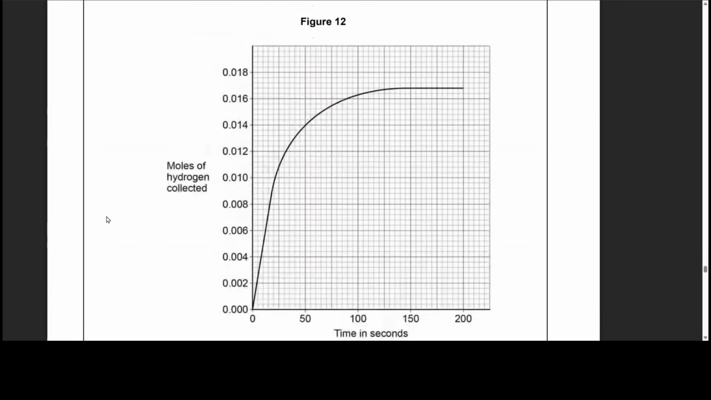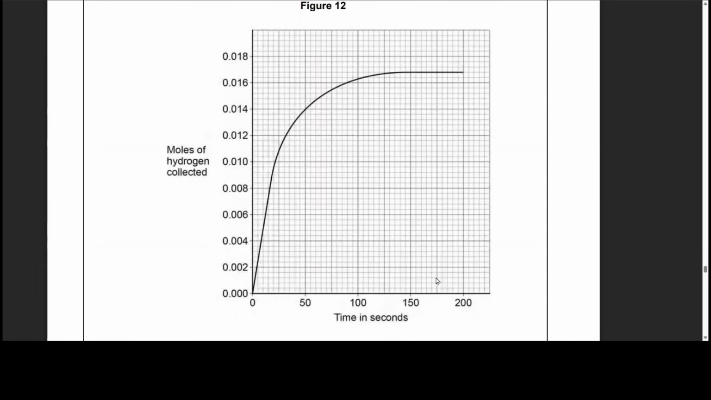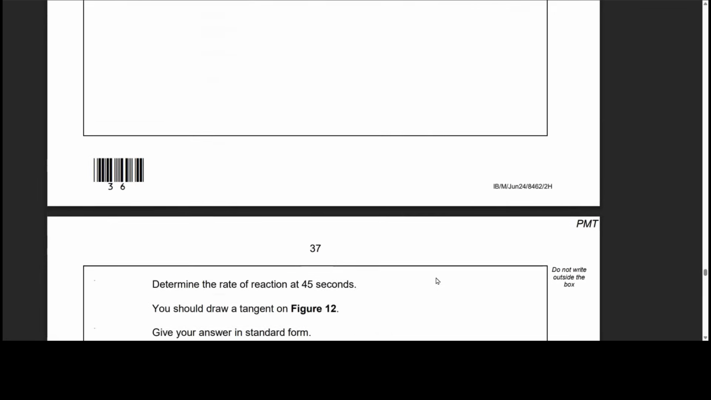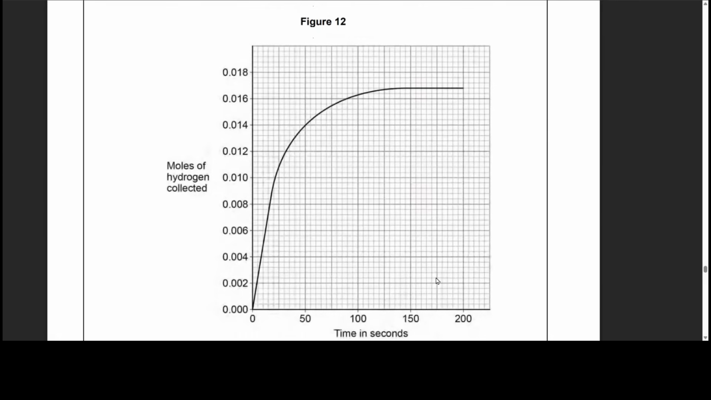Beautiful. We have a chart of moles. Determine the rate of reaction at 45 seconds. You should draw a tangent, 5 marks, standard form. Oh, my tangenius. Right, what we're going to do here is, oh my days, it would help if I read the question for 2 seconds. I'm going to do it up there by the graph. 45 seconds, that's all we needed to know. Give it in standard form. Determine the rate at 45.